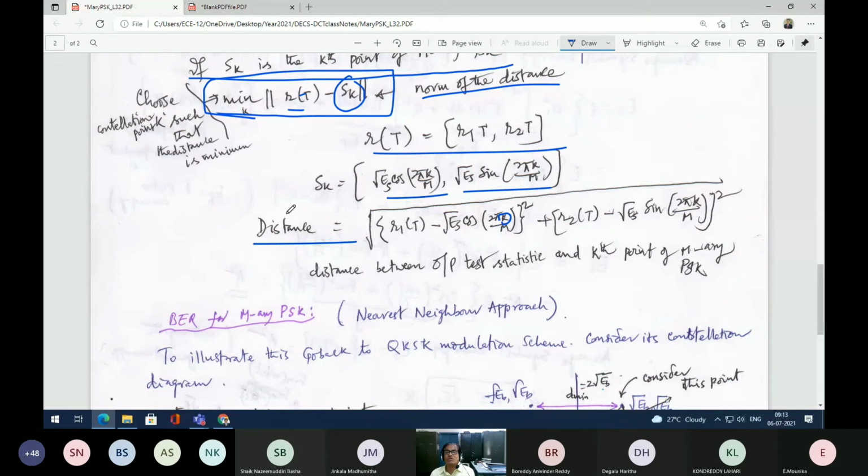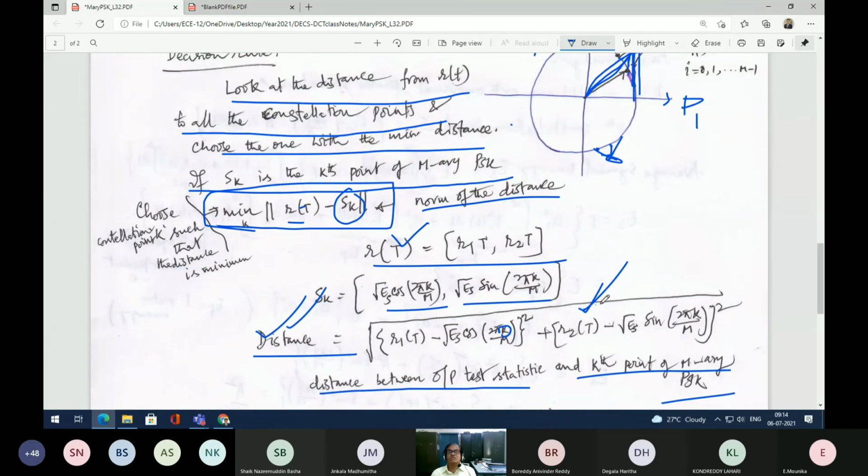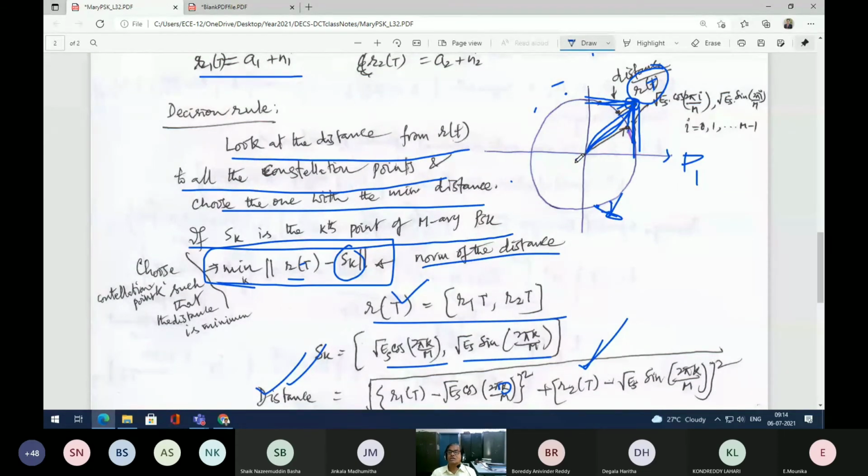First, you find the distance: R1 of t minus the corresponding component, plus R2 of t minus the corresponding component, squared. This is the equivalent distance, and you find it for all the points and see which has the minimum distance. That is the distance between the output test statistic and the kth point in the M-ary PSK. Is it okay now? What kind of decision rule is used here? Is it clear? Yes, sir.